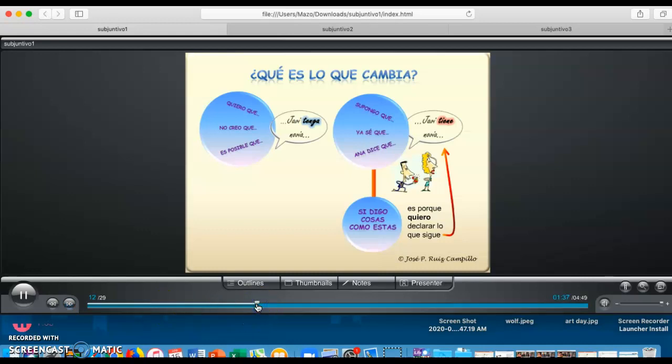If I use instead the left column in these lines, if I say things like that, I'm not making a declaration. I'm not declaring the reality that follows. That's not a truthful reality. So I'm just saying something about that, but I'm not declaring it. Okay.